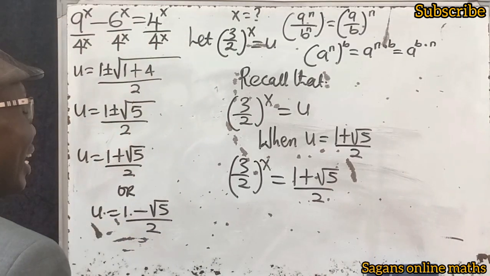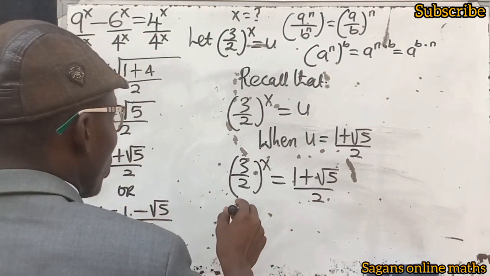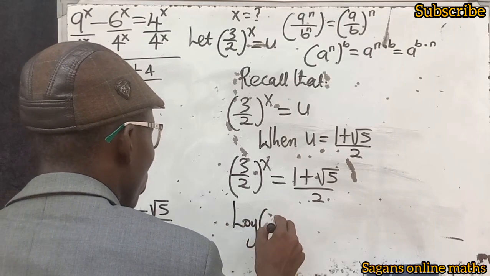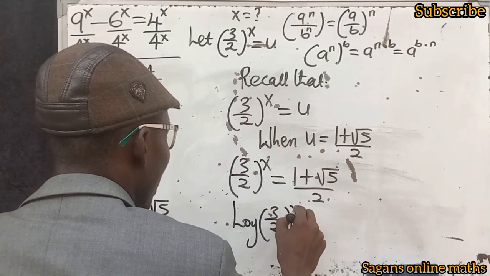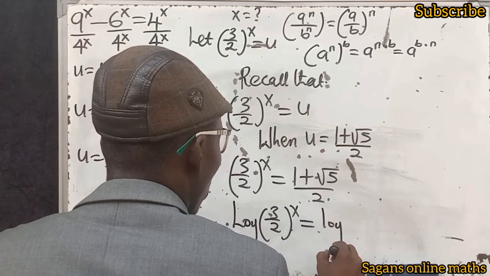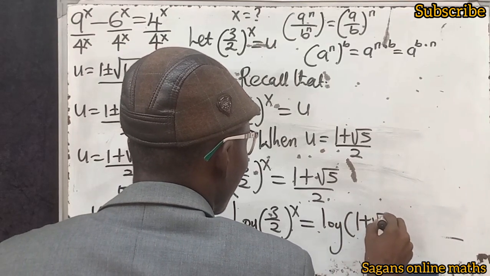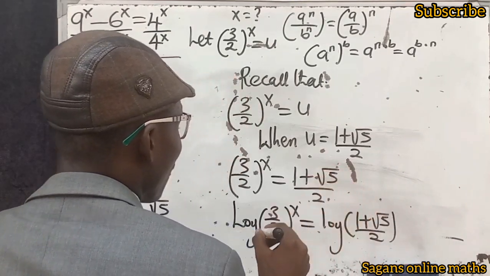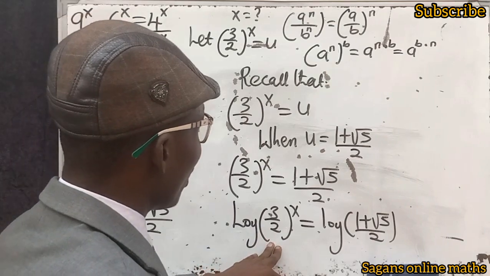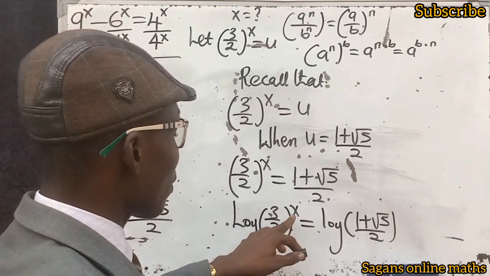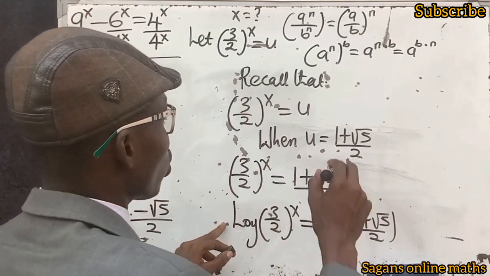What are we going to do? Let's invite logarithm to help us. So let's take log of both sides. Log of (3/2)^s is equal to log of (1 + √5)/2. Now for us to have the value of x here, remember one of the properties of logarithm, that this power can also go back to multiply the log.